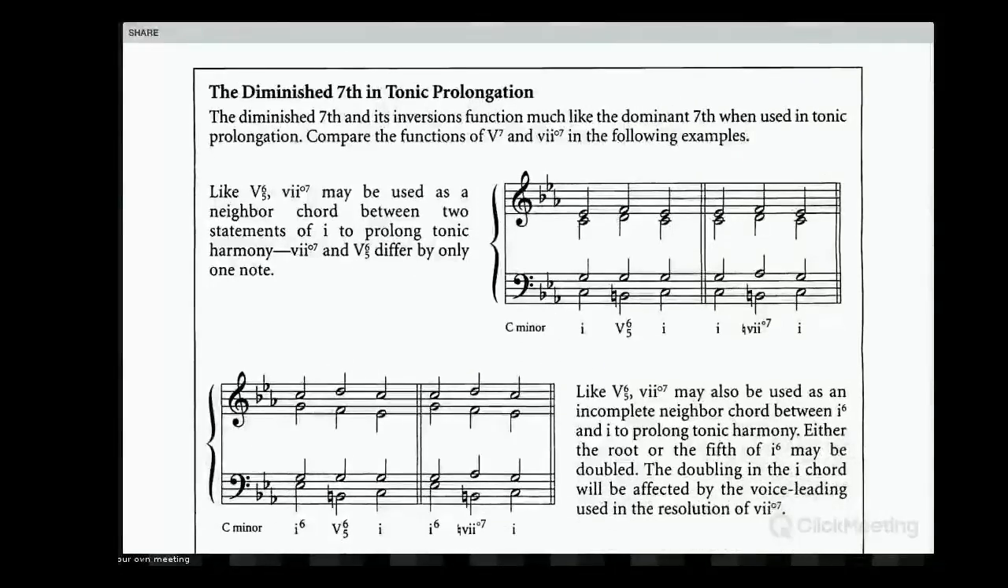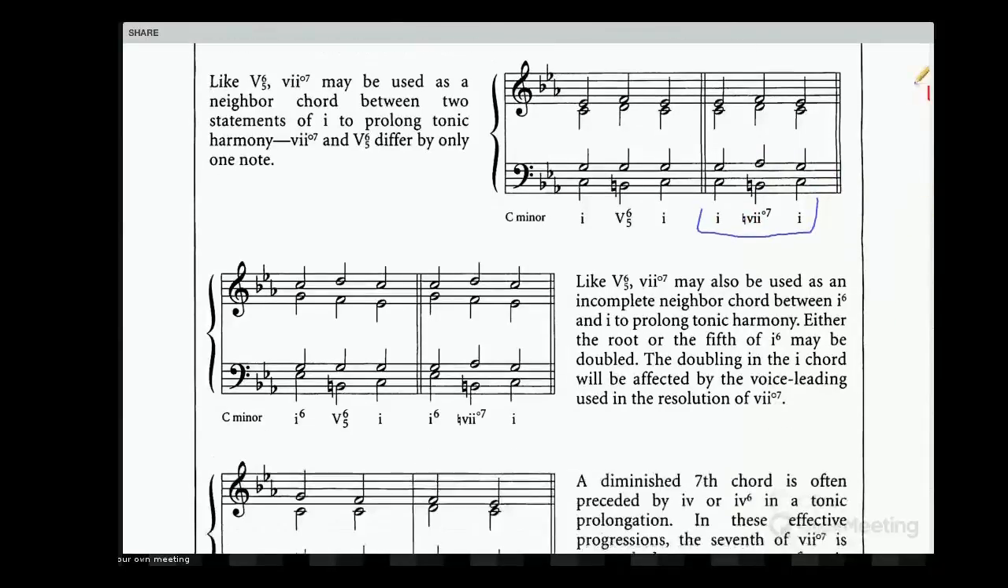Now, let's take a look at the way you would use a diminished seventh chord in tonic prolongation. There's nothing in here that's going to be really novel or unique. We know this concept already. Right? You can use it. Now this is just the usages. You can use it as a neighbor chord. So 1 diminished 7 to 1. That's one way to use it.